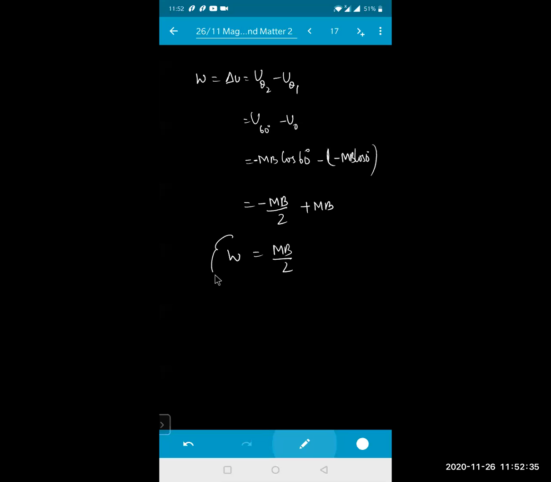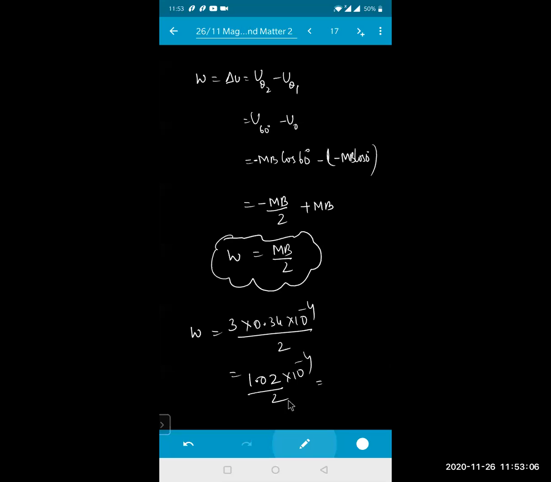So the work done to move from the initial position to an angle is calculated with the formula MB by 2. Work done will be: M is given as 3, B value is given in the problem as 0.34 into 10 to the power of minus 4, divided by 2. 3 into 0.34 is about 1.0 into 10 to the power of minus 4, divided by 2, which is 0.51 into 10 to the power of minus 4 joules, approximately 5.1 into 10 to the power of minus 5 joules.